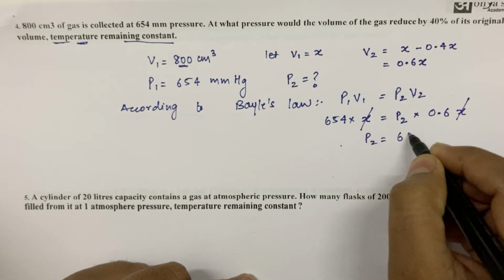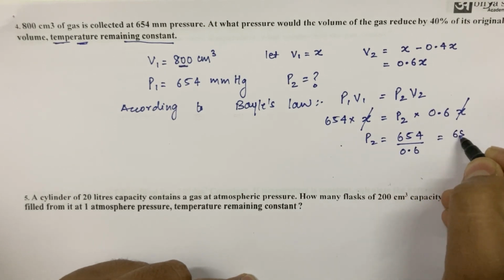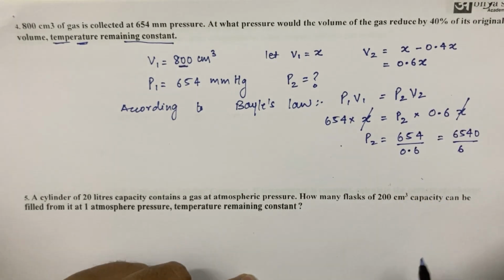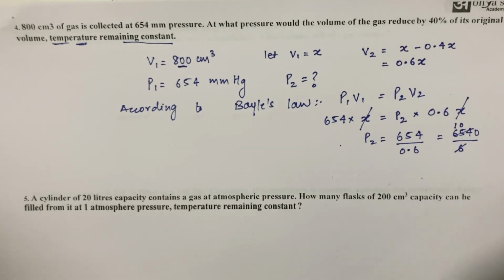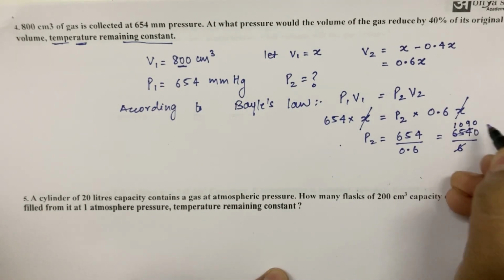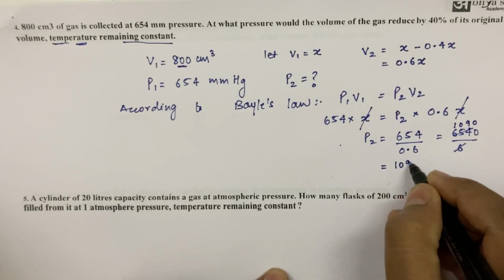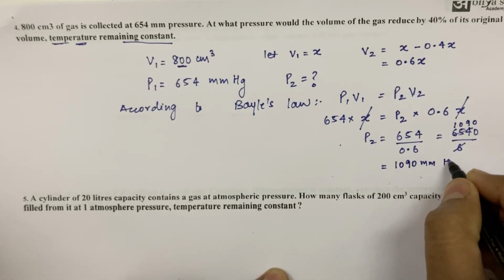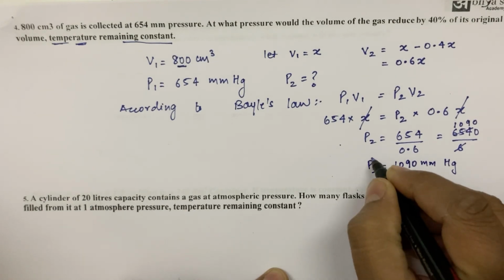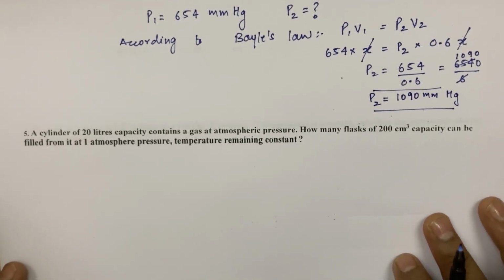So now what is the answer? P2 is equal to 654 divided by 0.6, that is equal to 6540 divided by 6. So the answer will be equal to 1090 mm of Hg, P2. So this will be the answer, right? Now let's go ahead with the next numerical.